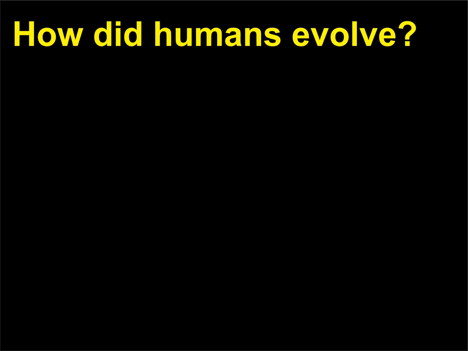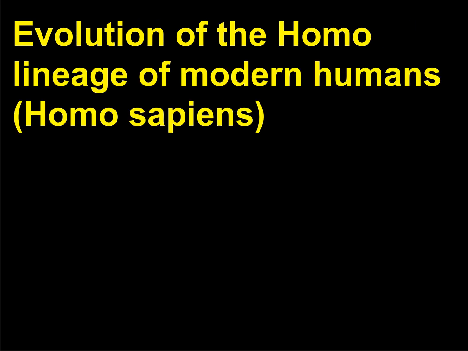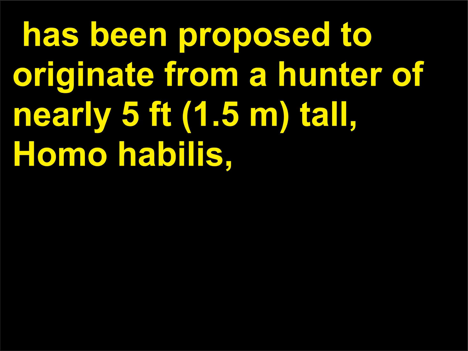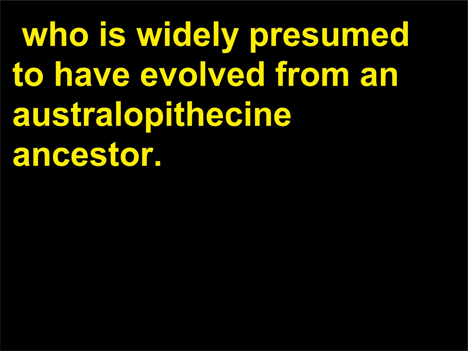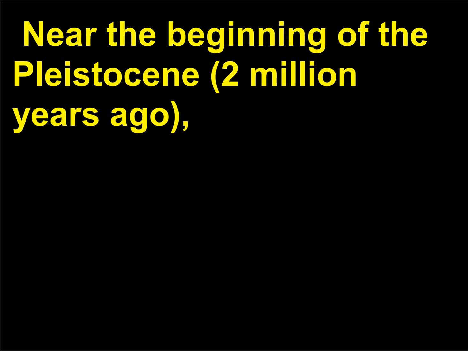How did humans evolve? Evolution of the Homo lineage of modern humans, Homo sapiens, has been proposed to originate from a hunter of nearly 5 feet, 1.5 meters, tall, Homo habilis, who is widely presumed to have evolved from an Australopithecine ancestor near the beginning of the Pleistocene, 2 million years ago.